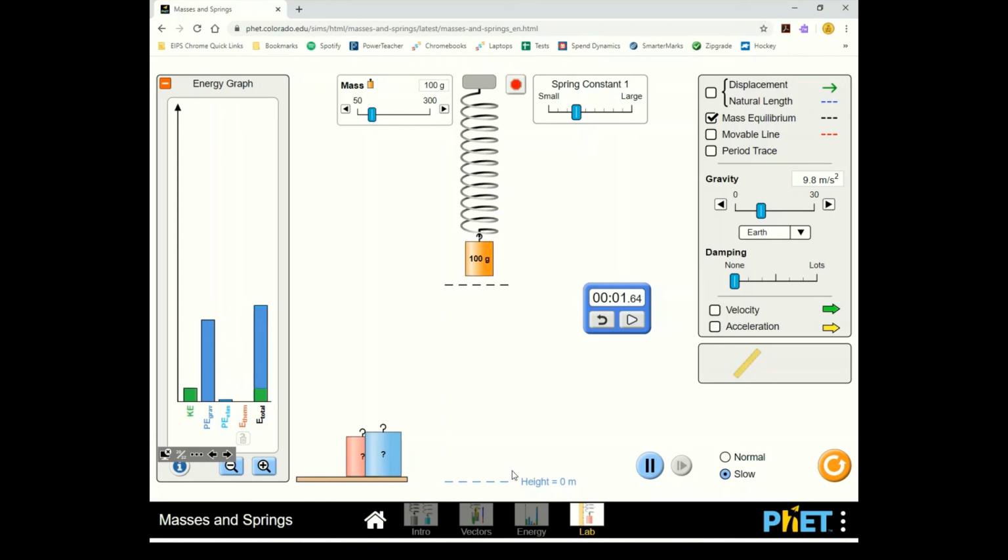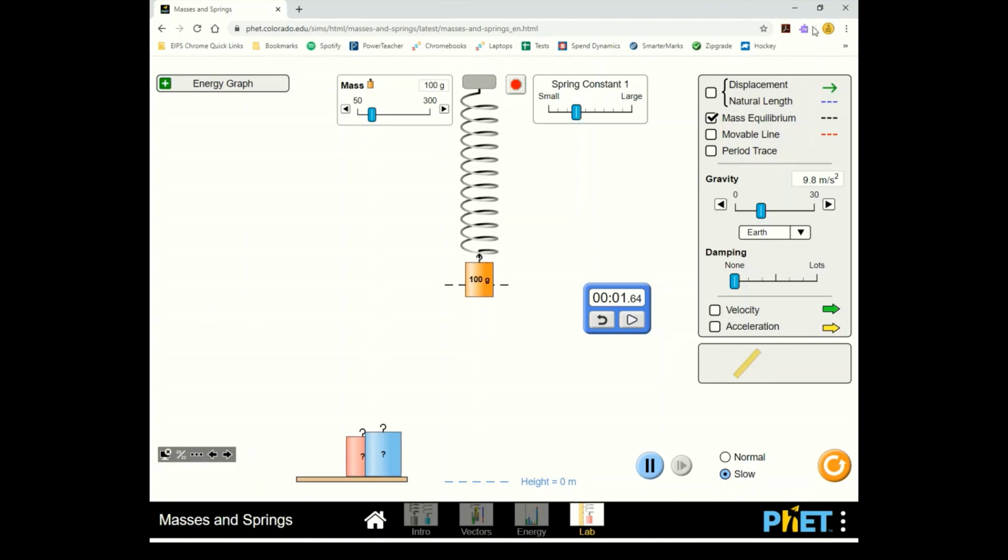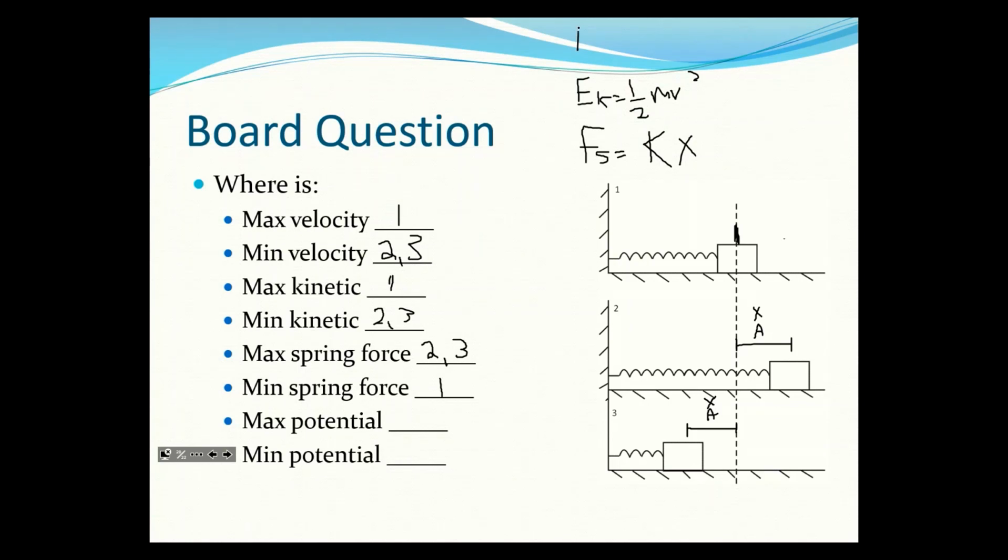Oh, I can't change my height being 0. That's annoying. It's just too much to look at. So this is elastic potential energy here. So you can see that, yeah, I don't like these. I'm not going to look at it this way. Sorry. It's too confusing when it's vertical like that.